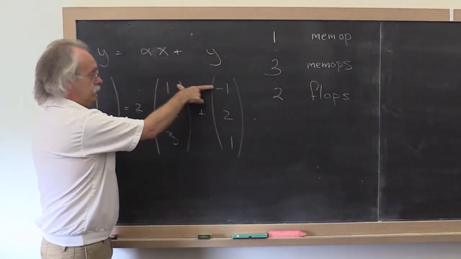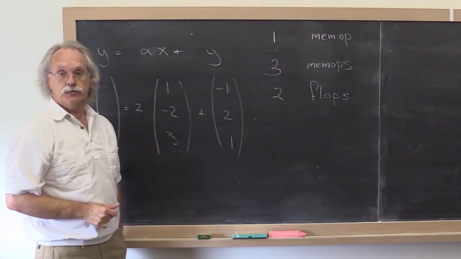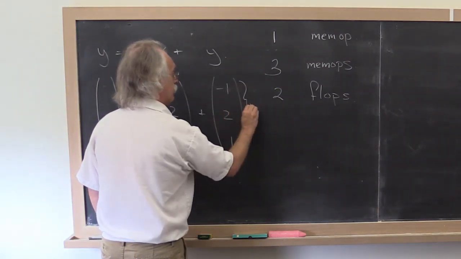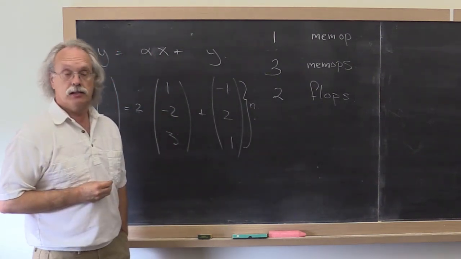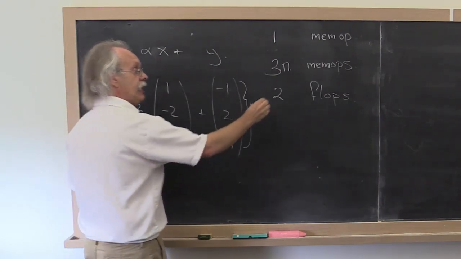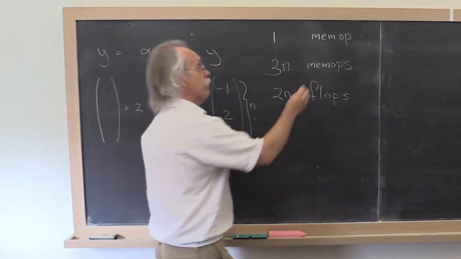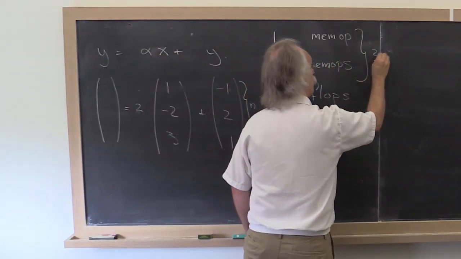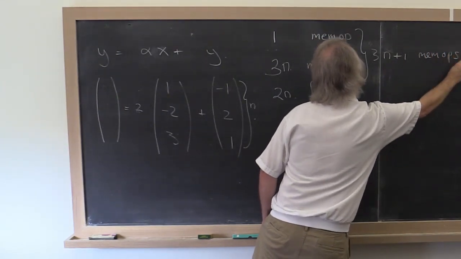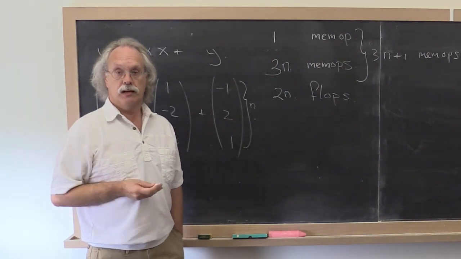But we need to do that for every corresponding pair in these 2 vectors. Okay? If the size of the vectors is n, then that means that we would have to do 3 times n memory operations and 2 times n floating point operations. So the number of memory operations we have to do is then 3n plus 1. And the number of floating point operations that we need to perform is 2 times n.